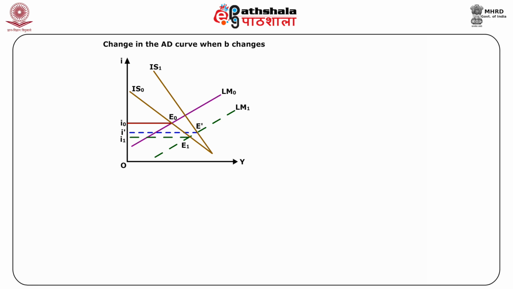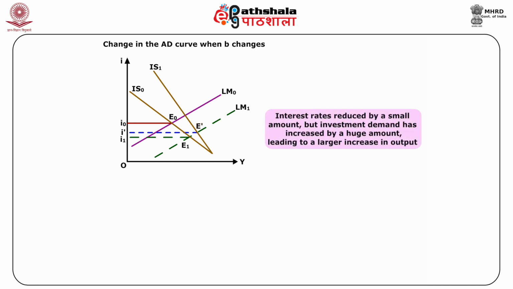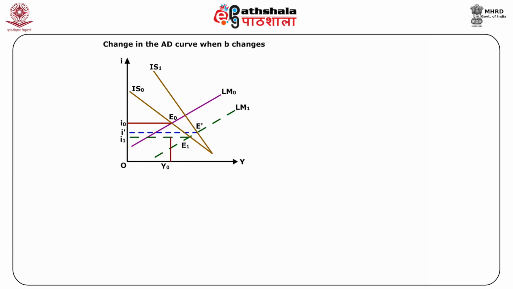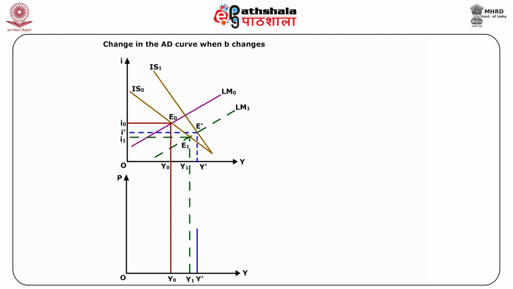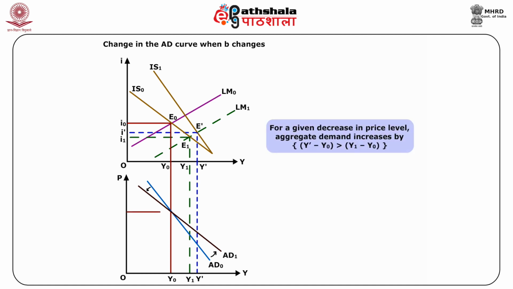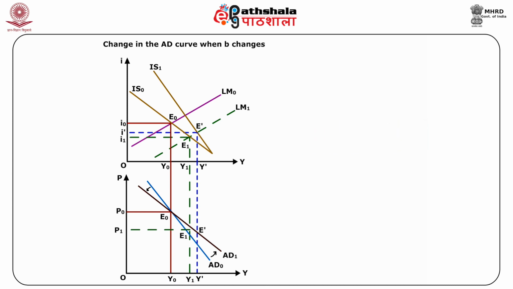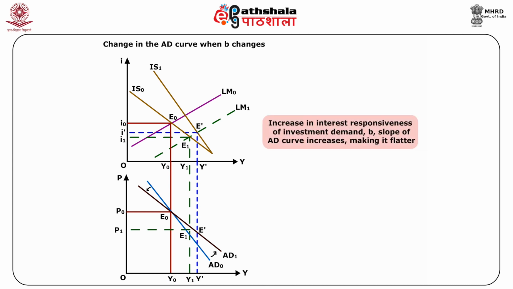Thus, at this new equilibrium point E dash, interest rates have reduced by a small amount, but investment demand has increased by a huge amount, leading to a larger increase in output from Y0 to Y dash. In the lower panel of the figure, we see that the aggregate demand curve becomes flatter from AD0 to AD1. For a given decrease in price level from P0 to P1, aggregate demand increases by Y dash minus Y0, which is greater than Y1 minus Y0. Thus, with an increase in the interest responsiveness of investment demand B, the slope of the AD curve increases, making it flatter.